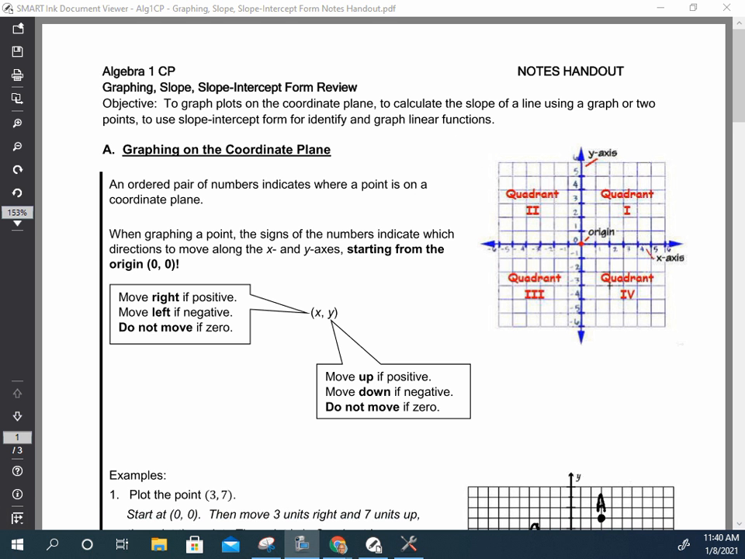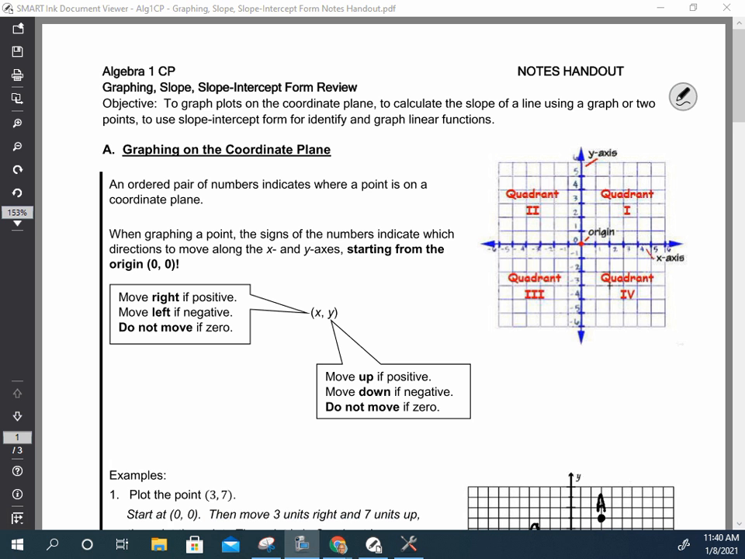So this first page, part A, I'm not checking for. This is more so review for your own information, but I'm not going to check for it in your notes. So this part is simply listening and asking questions if you're stuck on something. So, basic things for graphing.